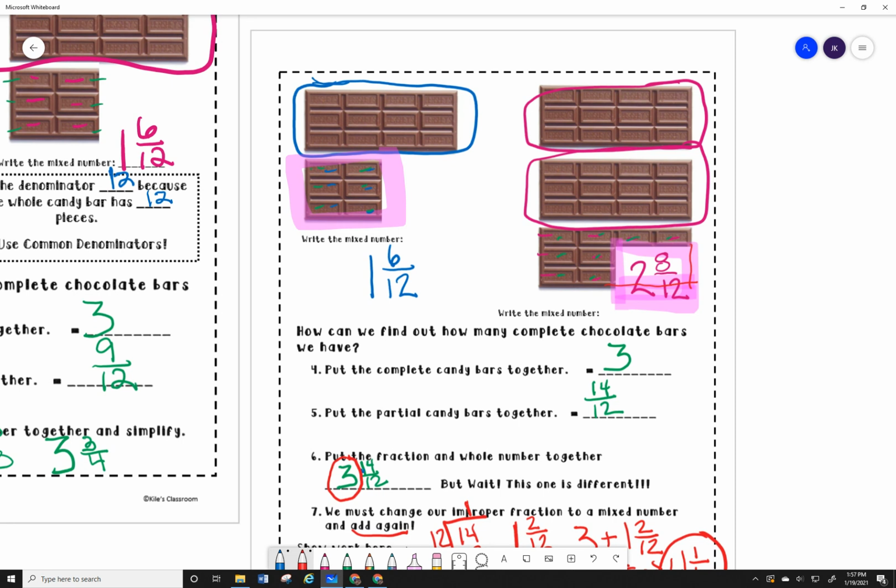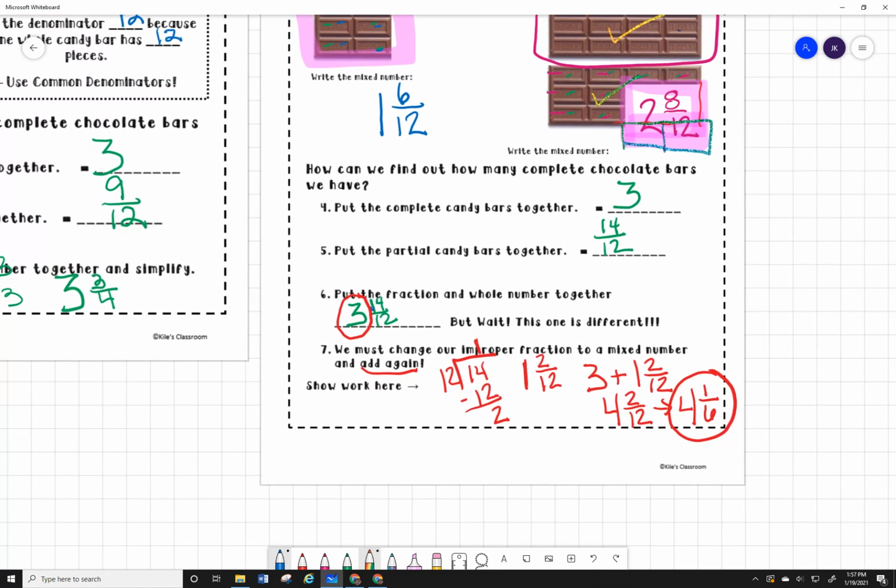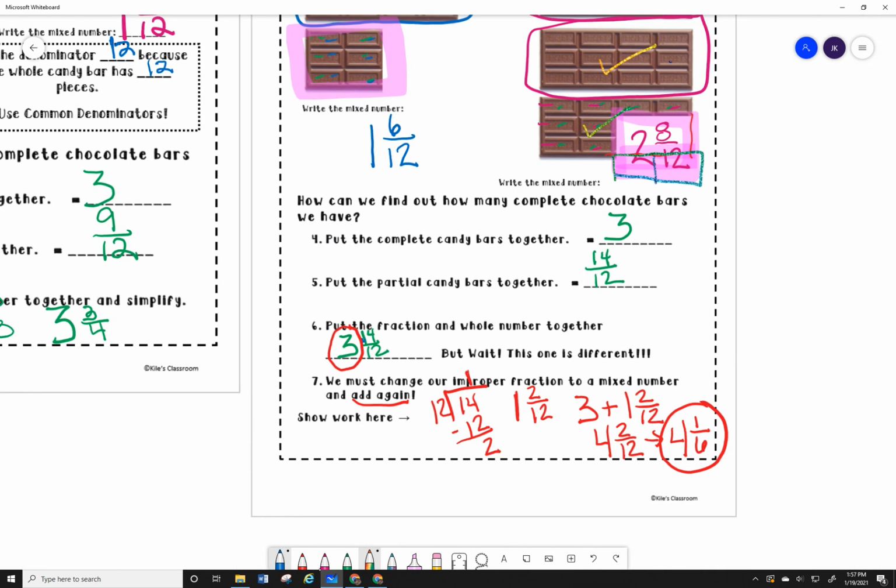And that kind of makes sense when we've drawn it out. I have this whole candy bar here, this whole candy bar here, this whole candy bar here. And when I moved this piece into this empty space, I ended up with another whole candy bar there, plus these leftover 2 pieces right here. So I have 1, 2, 3, 4 whole candy bars and 2 out of 12 pieces left over, or simplified into 1/6 of a candy bar.